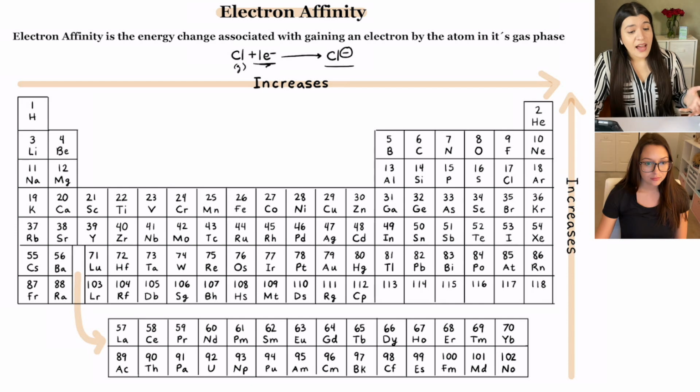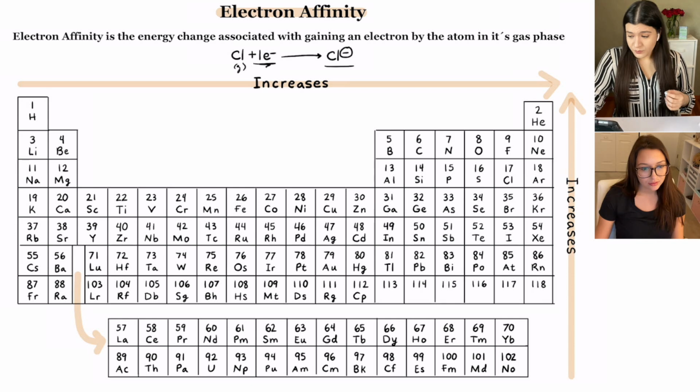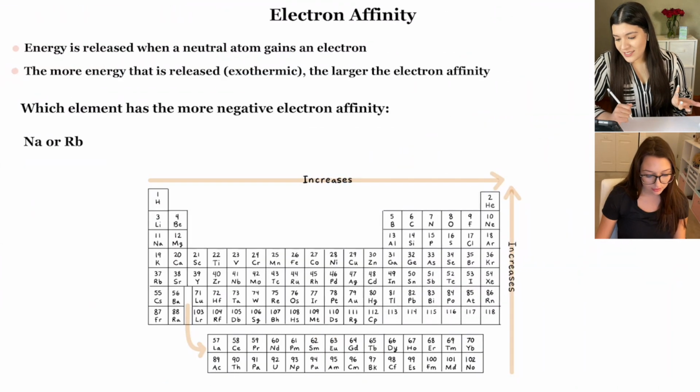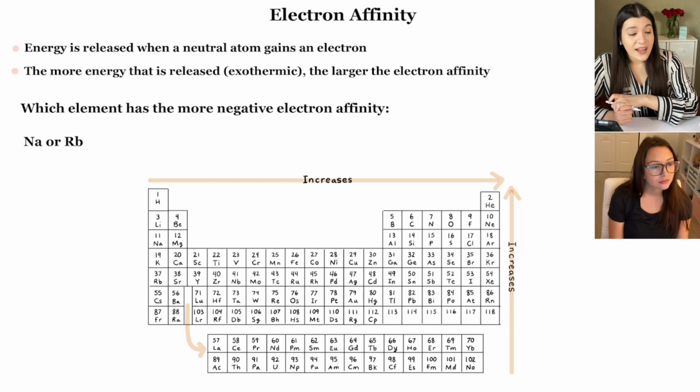It's going to have the exact same trend: it increases as we go from left to right across a row, or across the periodic table, and it increases as we move up a column. So luckily these are easier to remember because they're really the same sort of trend. And let's talk a little more about some of the things they might say or ask for.